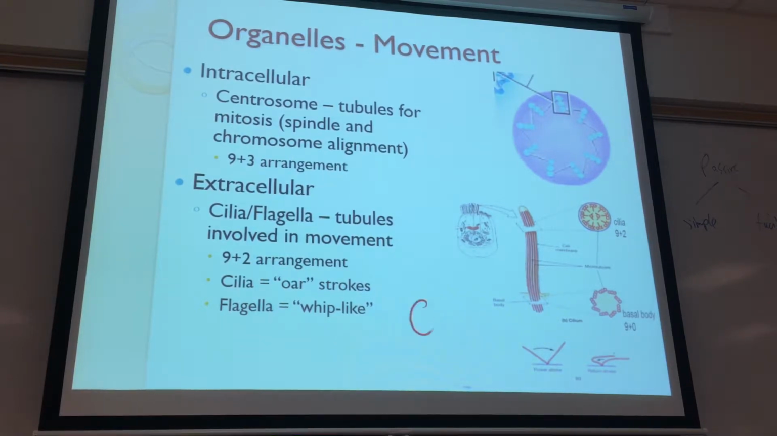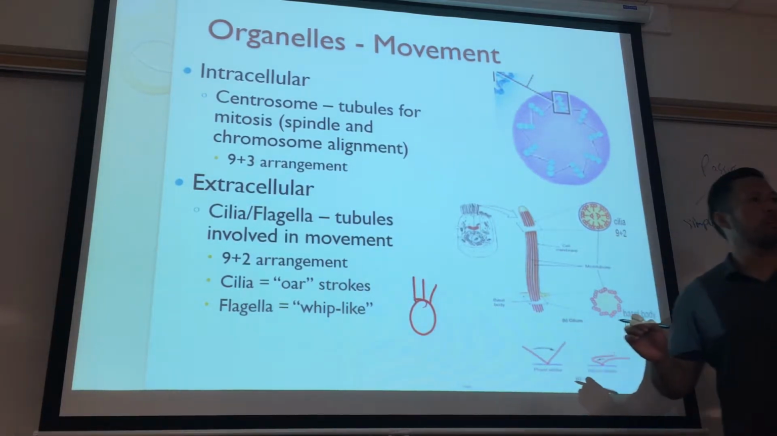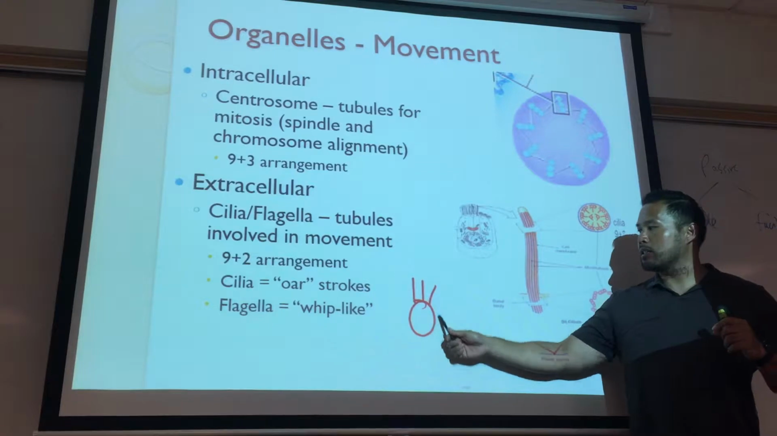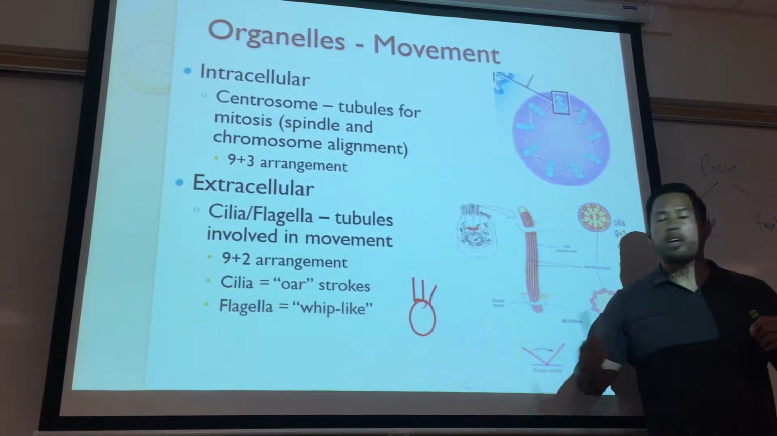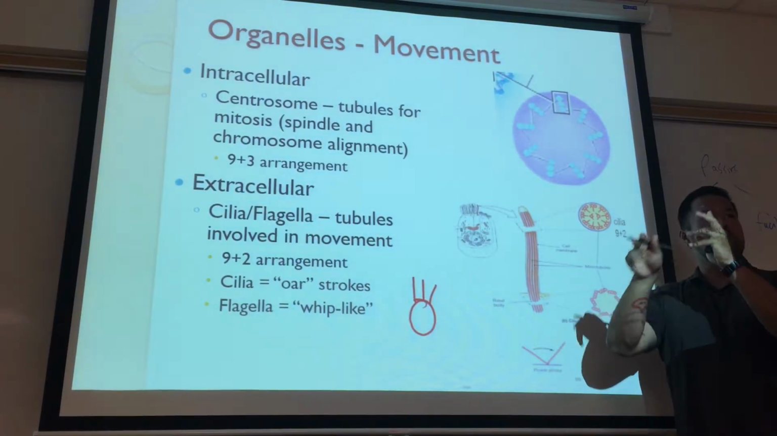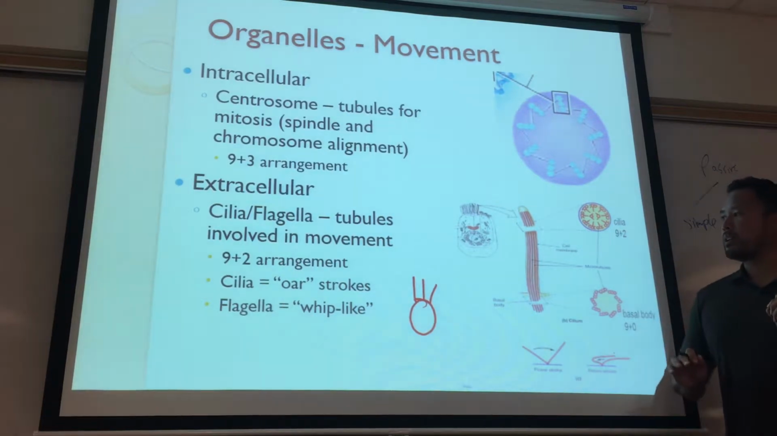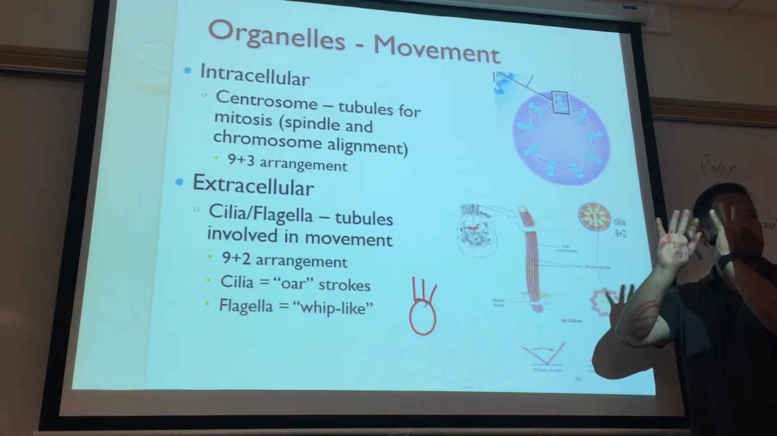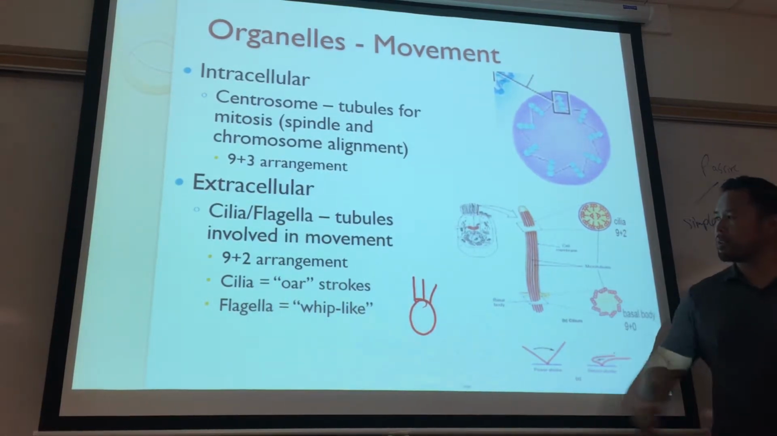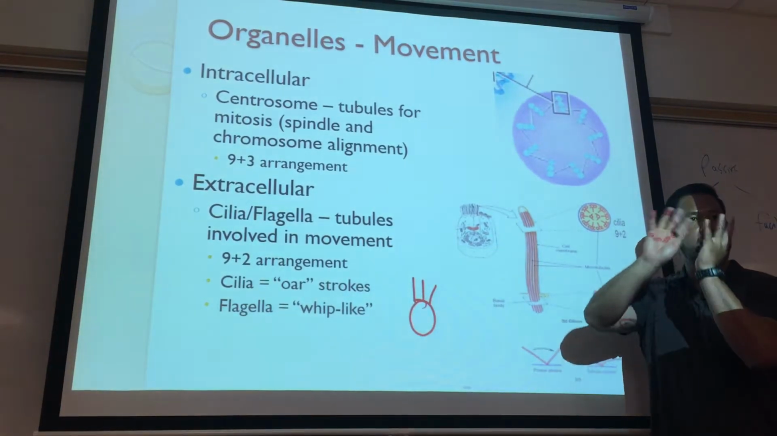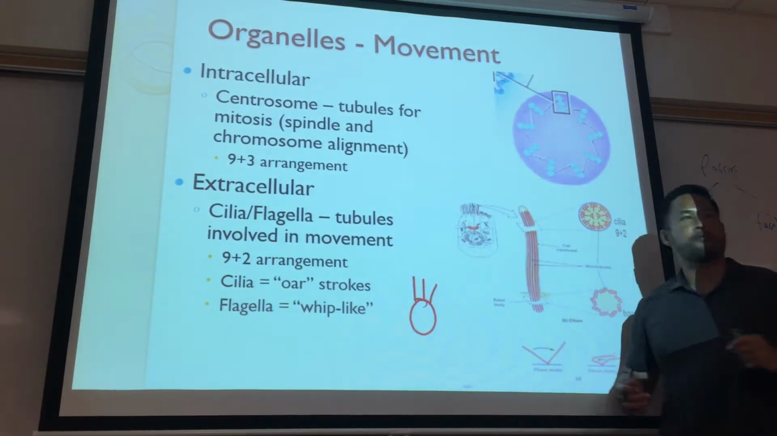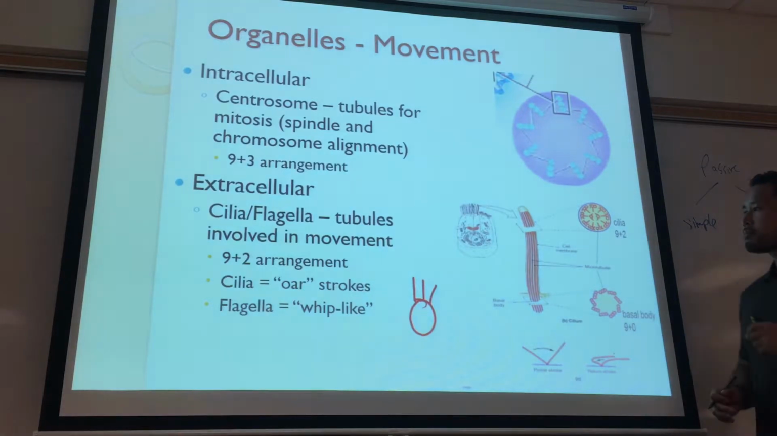Cilia are things on top of the cell that allow for oar strokes. They basically allow movement. When we get into our respiratory lecture, we're going to be able to see the epithelial cells that are exposed to the air, and we have cilia that allow movement. What they do is they literally just move like this. Any stuff that doesn't belong gets captured by the cilia, and it gets moved away from the lungs.